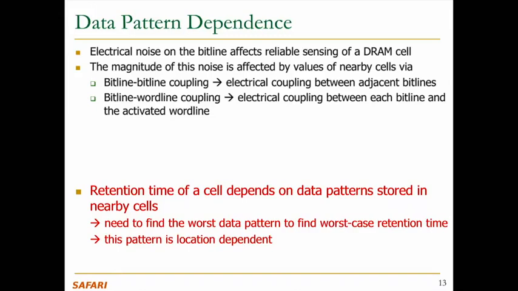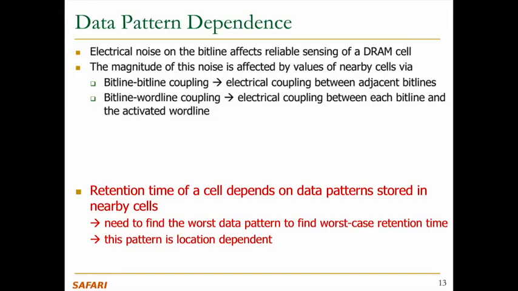Because manufacturers try to optimize for various things. And if you read this paper, it tells you exactly how that's different. There are some cells that are true cells, for example. There are some cells that are anti-cells. True cells mean charge value encodes a 1. Anti-cells means charge value encodes a 0. And the reason this happens is because you connect to the different sides of the sense amplifier so that you try to minimize the cost. And this paper also introduces that idea and discusses why that's there. And this pattern is location dependent, which means that you need to do a lot of testing to find this pattern. OK, so this is one challenge.